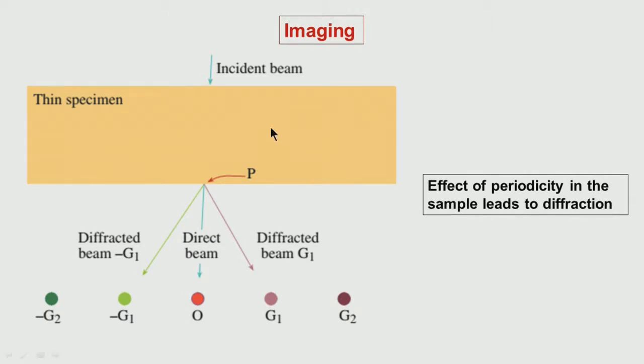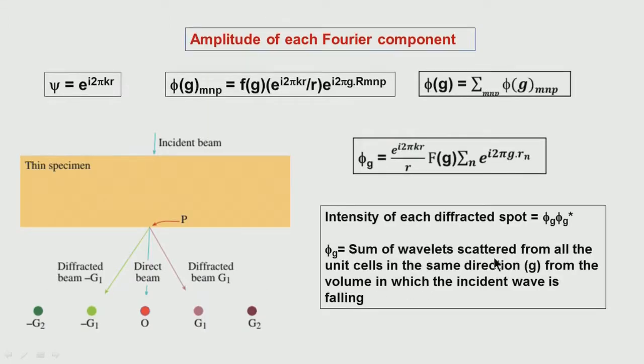Okay. Now, let us go into a little bit more detail. How do we form an image? To derive some mathematical expressions which we can use, when we have a thin specimen where the incident electron beam is there, this is the direct beam and this gives rise to a direct spot, and the diffracted spots, indexed as G1, G2, arise because of the periodicity in the sample.